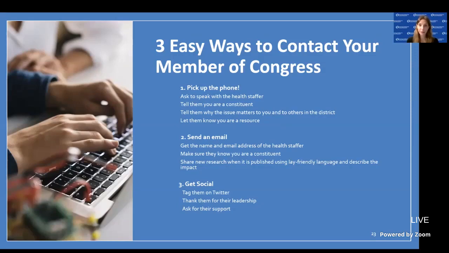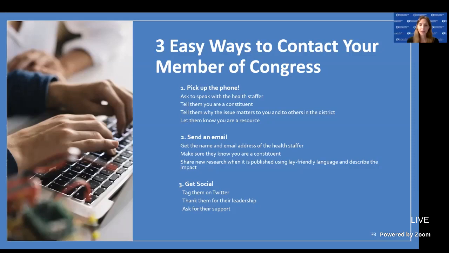In addition to calling them, you can send them an email. So if you call them and you speak to a health staffer, you may want to find out the name and the email address of the health staffer, and then you can follow up by email. Again, when you email them, make sure that they know you're a constituent and where you live. And this is an easy way to share new research that you have when it's published. Make sure, though, when you're emailing them, keep in mind that they are not researchers and not clinicians for the most part. So use lay-friendly language and talk about what the impact is of your work.